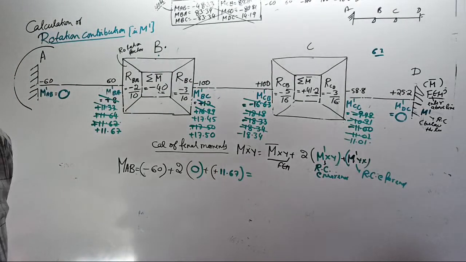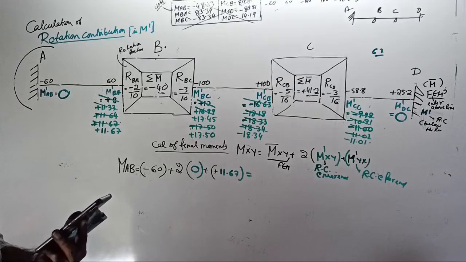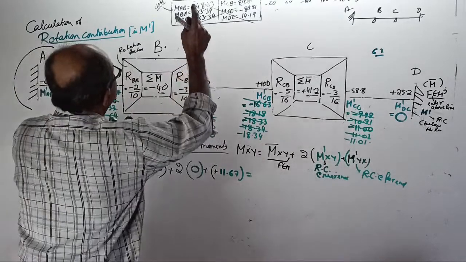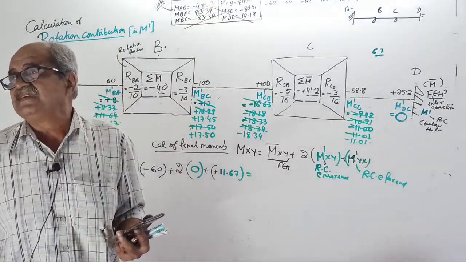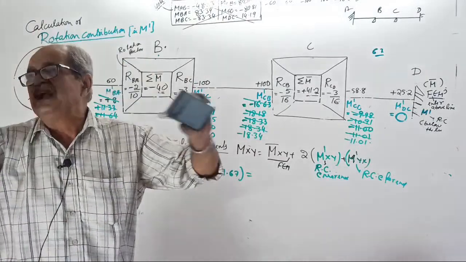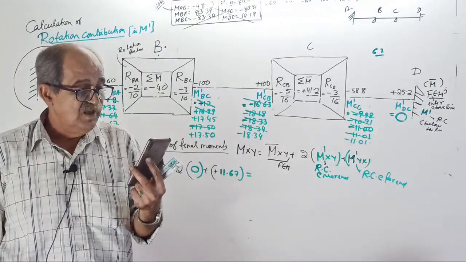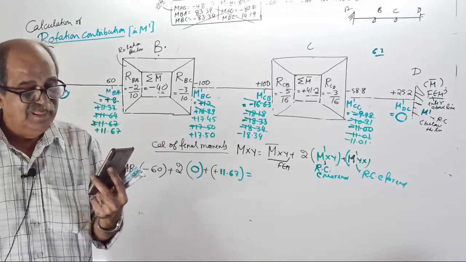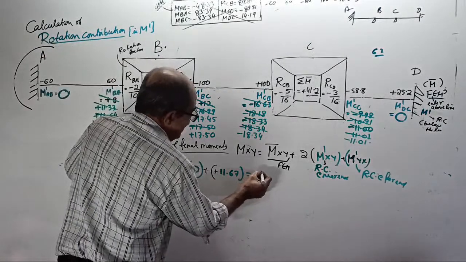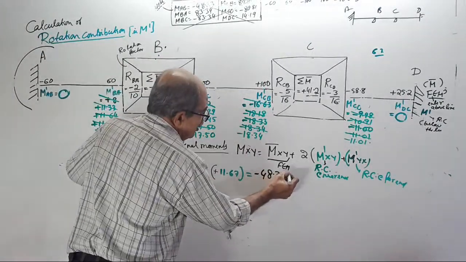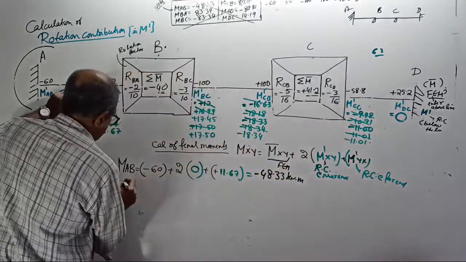MAB minus 46. Oh, I will stop my class forever. My SDMD answer is minus 48.33. If you tell 46.33, from tomorrow I will not continue education. Who said 46.33? Not in my class. Minus 48.33 kilonewton meter. Okay, now MBA.